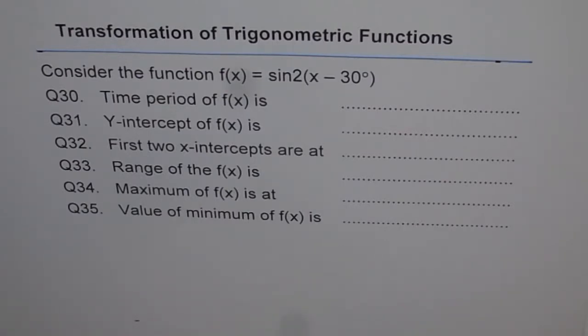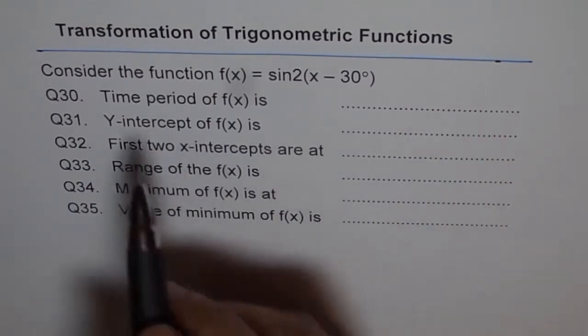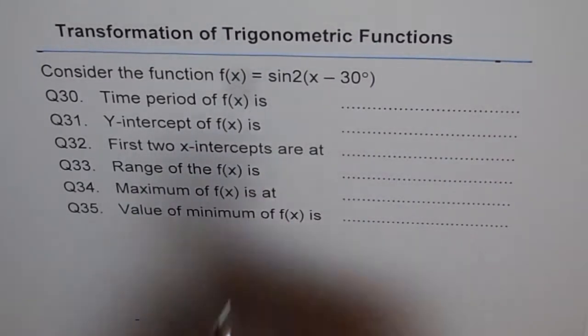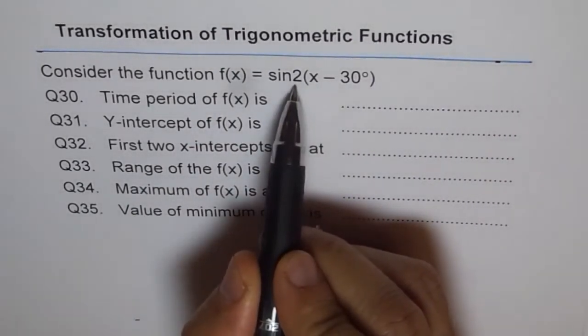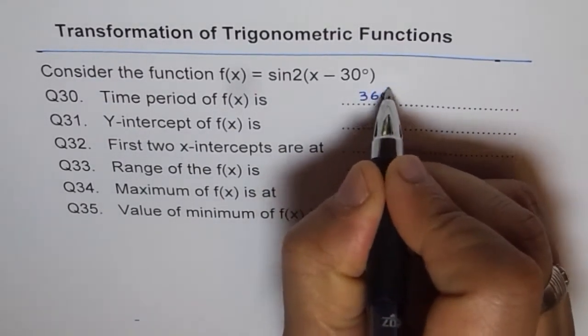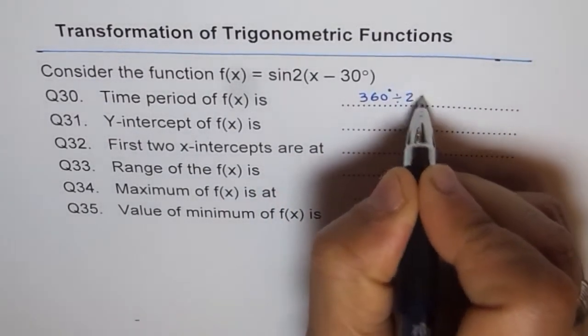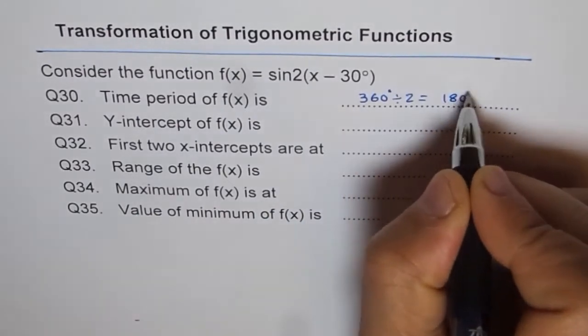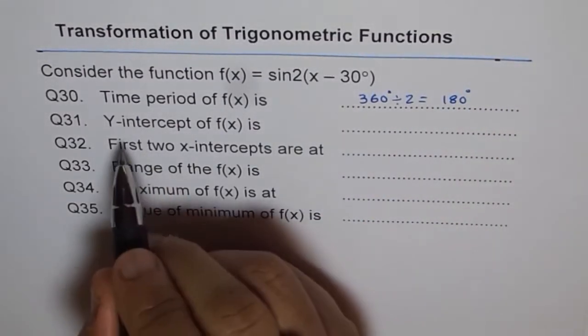Now we can do our calculations to figure out all the answers. The time period of f of x is 360 divided by 2. So the time period is 360 degrees divided by 2, and we get 180 degrees. That is the time period for us.